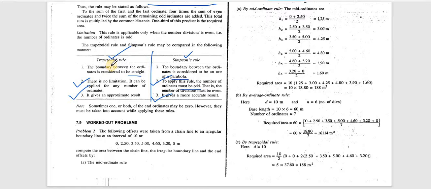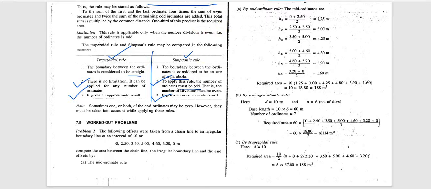In the trapezoidal rule we consider the boundaries as straight lines. In Simpson rule we consider the boundaries as parabola. In the trapezoidal rule there is no limitation; we can use it for n number of ordinates. In Simpson rule we have to use it only for an odd number of ordinates. The trapezoidal rule gives an approximate result and Simpson rule gives an accurate result.